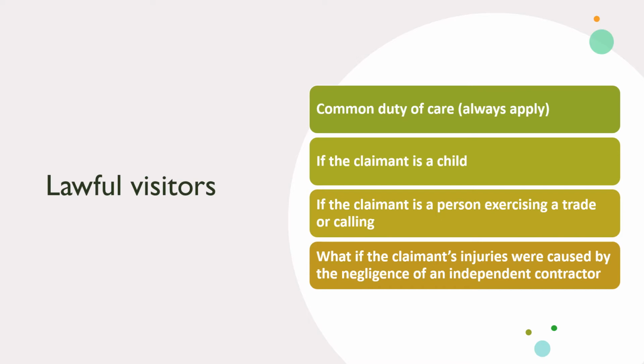So we've got a common duty of care. Now this always applies. So this is the one you always need to go through for every single person making a claim under the 1957 Act. The others only apply if they need to. So the claimant won't always be a child, the claimant won't always be exercising a trade or calling, and the claimant won't always be injured because of the negligence of an independent contractor. Well, we've got to carefully and forensically examine the situation. Do these apply? We're going to go through how that happens in a moment, but for starters we're going to look at this common duty of care.